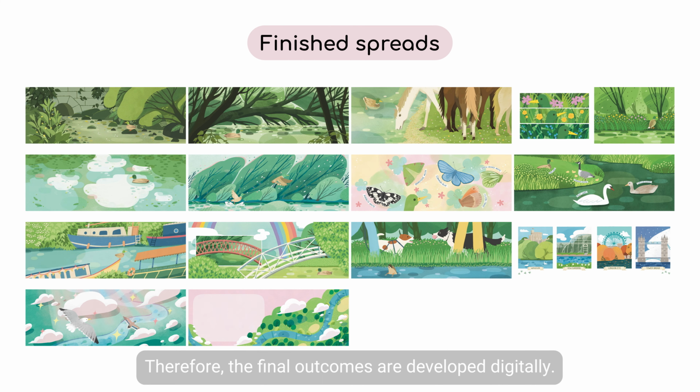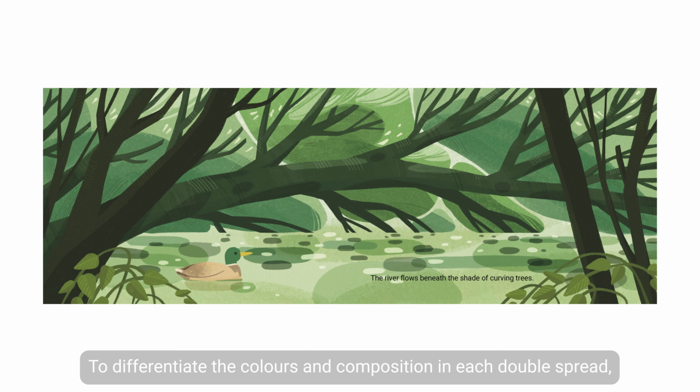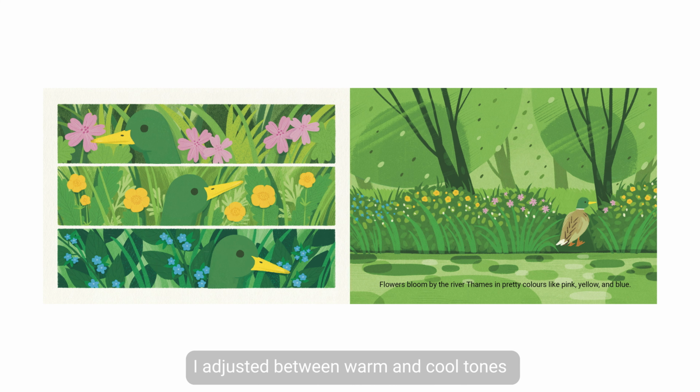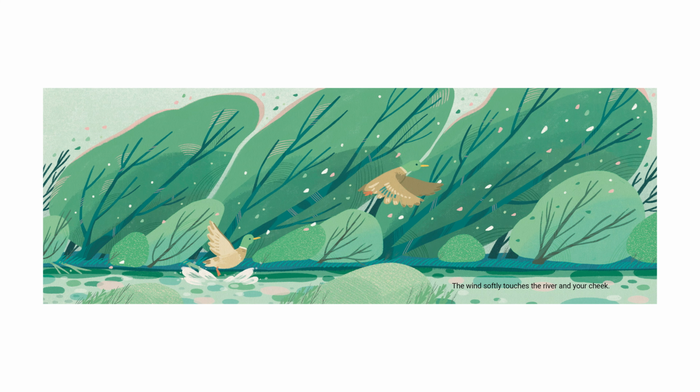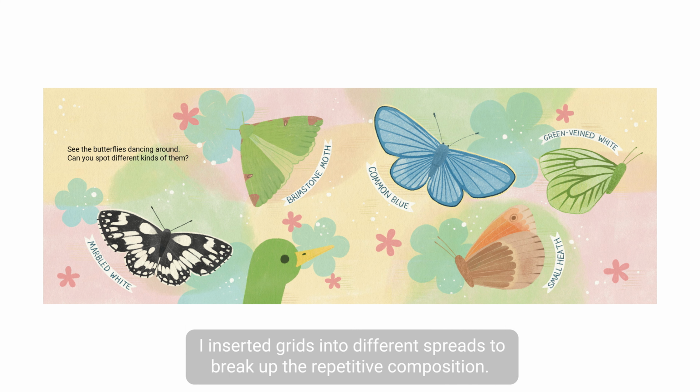To differentiate the colors and composition in each double spread, I adjusted between warm and cool tones and contrasted the double pages with dark and light colors. I inserted grids into different spreads to break up the repetitive composition.